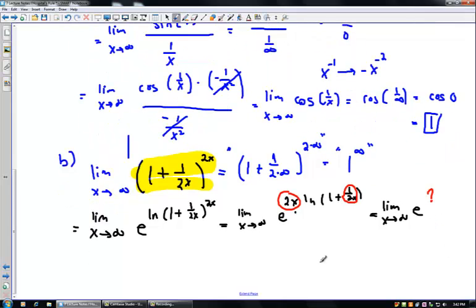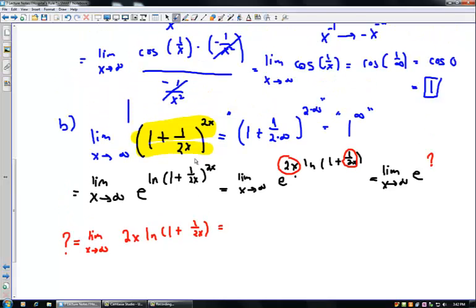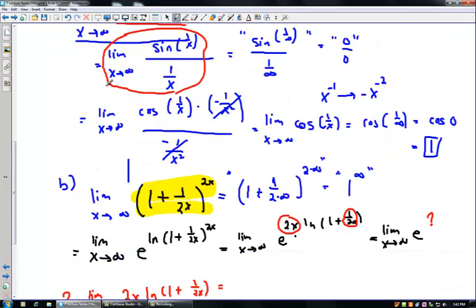And so what I can do is the question mark part on the side. So right here, let's write question mark is equal to, what is it equal to? It's equal to the limit as x goes to infinity, and that's just the top part. So what is this thing going to? What is 2x ln of 1 plus 1 over 2x going to? Notice it's very similar to the one we did up here. So what did we do up here? We rewrote it just like this, and so we can use the same idea down here.